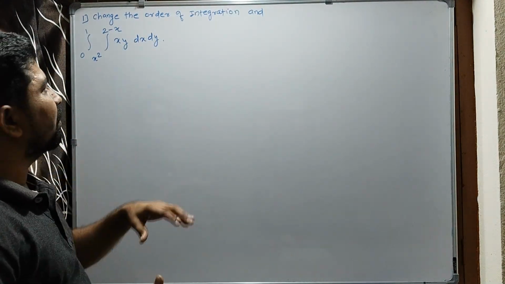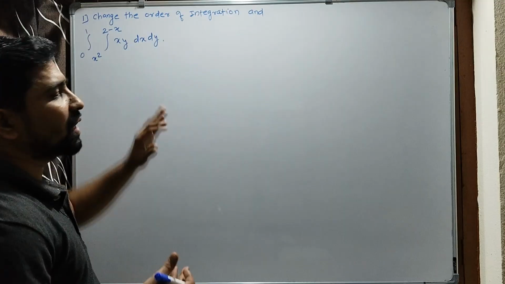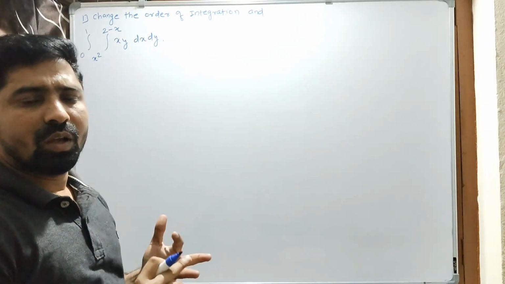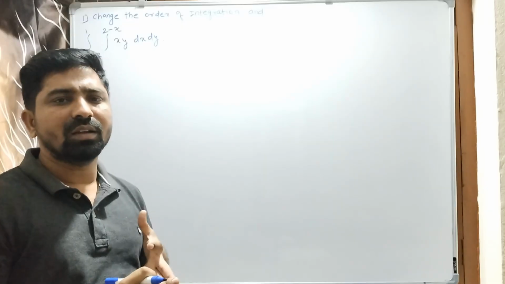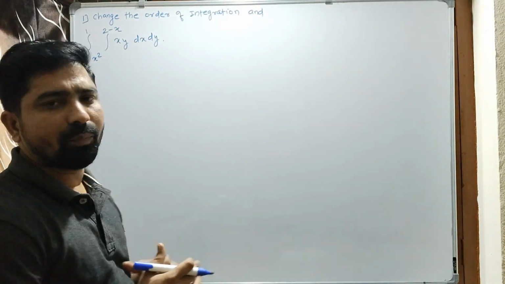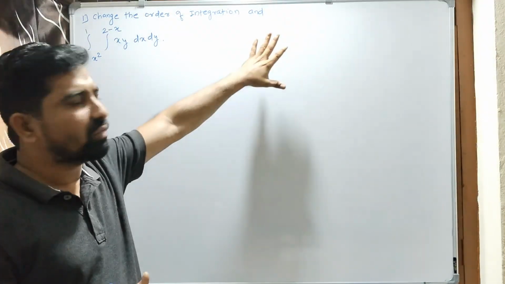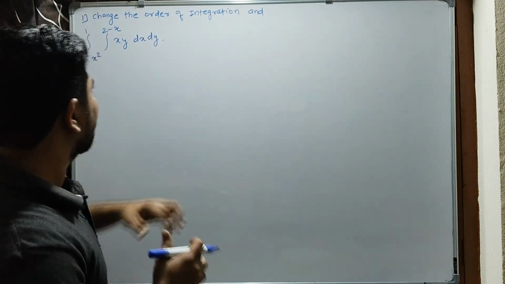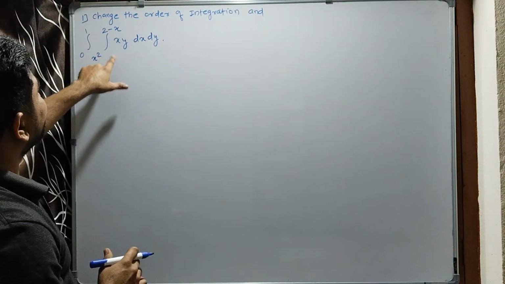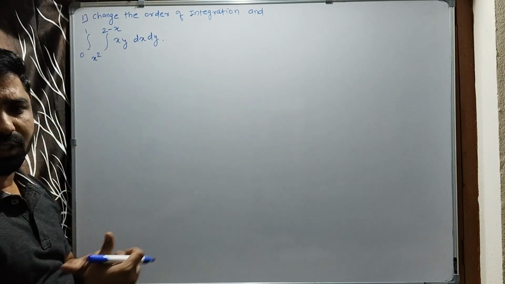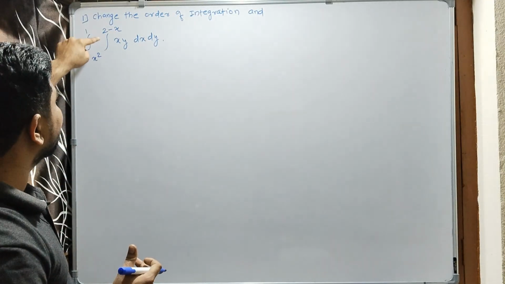While drawing the region, I will write the point of intersection. First draw the region, then identify the limits and then find the point of intersection. With the help of this region graph, I will find the point of intersection. The limits of my second integration, from x square to 2 minus x, must be the value of y, not the value of x.